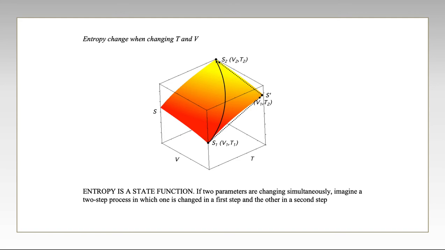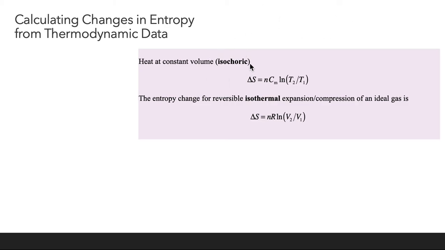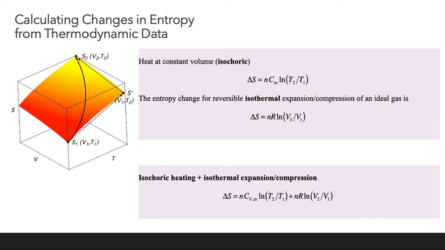So if we know the answer for the isochoric process and we know the answer for the isothermal process, when we change both, do we need a new equation? No, we don't need a new equation for this different process. We can use the two equations that we had for the individual steps and just add them together.